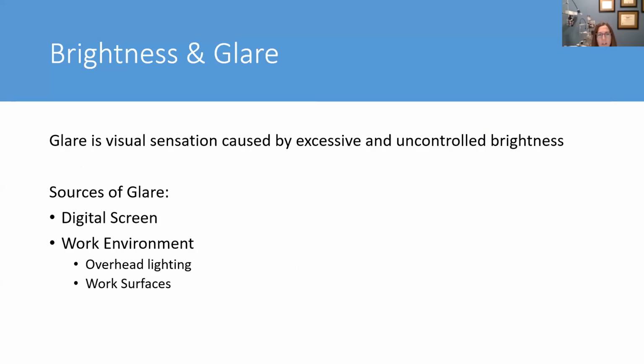Brightness is related to glare. Glare is a visual sensation or visual disturbance that's caused by excessive or uncontrolled brightness. It's harder for our eyes to resolve, read, and process what we're seeing when the brightness is not at the right level, when there's too much of it. Sources of glare could be the digital screen itself, or it may be the environment that you're working in. It could be some overhead lighting or the work surface where you have your computer, which could be causing some unwanted glare.